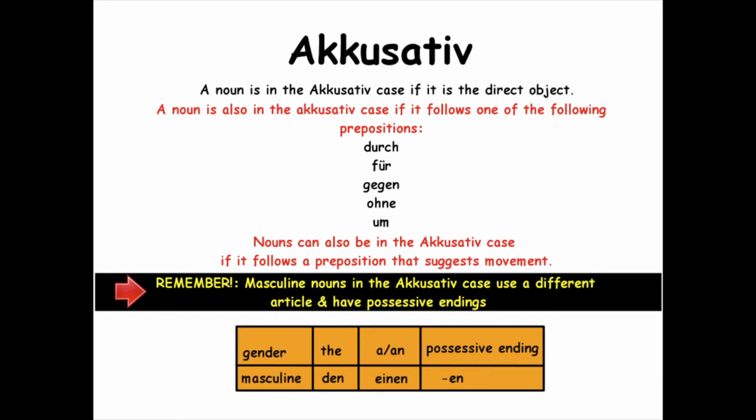When you have a noun in the accusative case, and it is masculine in gender, it's going to change the articles used. Instead of using der, you would use den. Instead of using ein, you would say einen. Instead of kein, you would say keinen. And all possessive endings are going to be en. So instead of mein, you would say meinen.